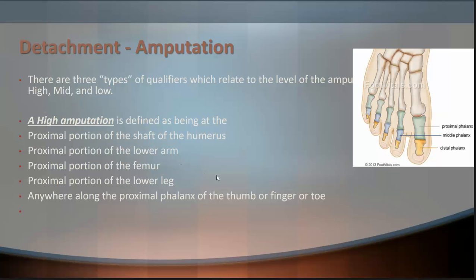Also, of course, the documentation. Typically, the physician is not going to use the word high amputation, but he should tell you in the clinical documentation where he began the cut to remove or detach the patient's extremity.